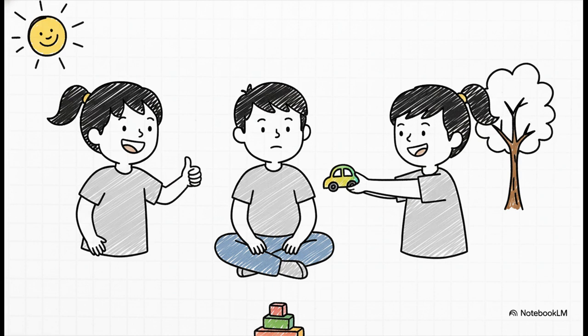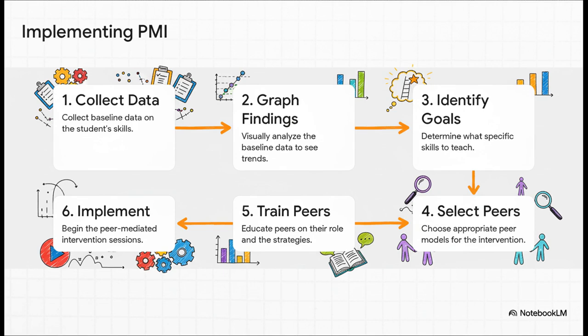This whole approach leverages the natural social environment. It uses trained peers to help teach these skills right where they happen. Now, the crucial thing to remember is that implementing this isn't just guesswork. It follows a really clear evidence-based 10-step process to make sure it's effective. It all starts with collecting data and then moves on to things like carefully selecting and training the right peers.